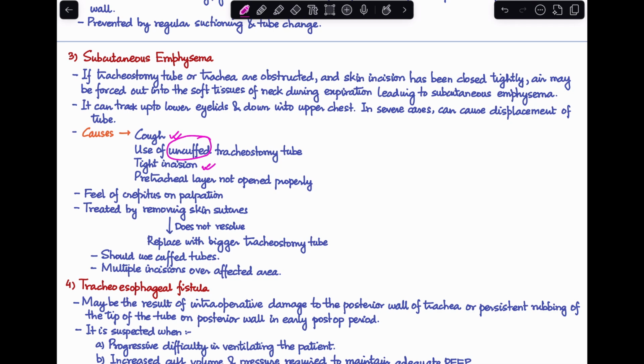Now, how do we treat these cases? Usually, by removing the tight skin sutures, it resolves by itself. But even after doing that, if within the next 24 hours it does not resolve, we replace it with a bigger tracheostomy tube. And it is important that we use a cuffed tube over here to prevent this from happening. And even after it happens, we should replace the uncuffed tube with a cuffed tube. And even if it then does not resolve, we can place multiple incisions over the affected area. That will lead to the release of the air which has accumulated.